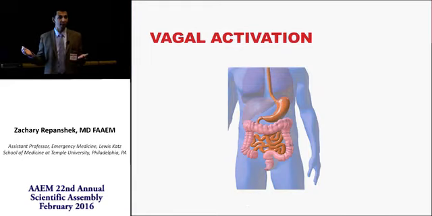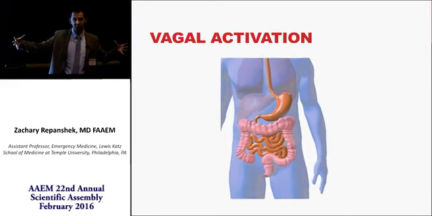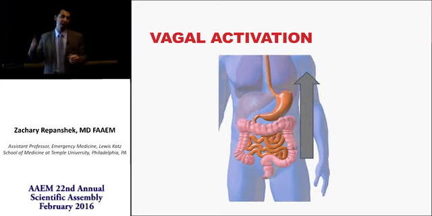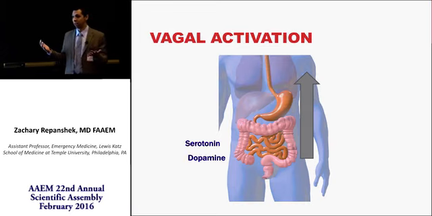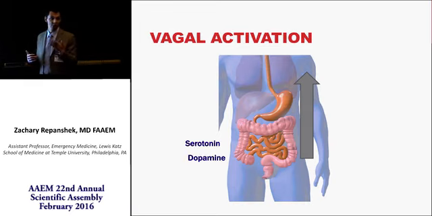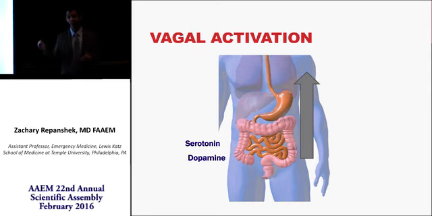So for GI-related vomiting, so your patient with gastroenteritis gets inflammation and stretch of their GI tract. When that happens, there's vagal activation. It goes up to the vomiting center, and the patient vomits. This is mediated by serotonin and dopamine, specifically. So we want to use medications that are going to address that.